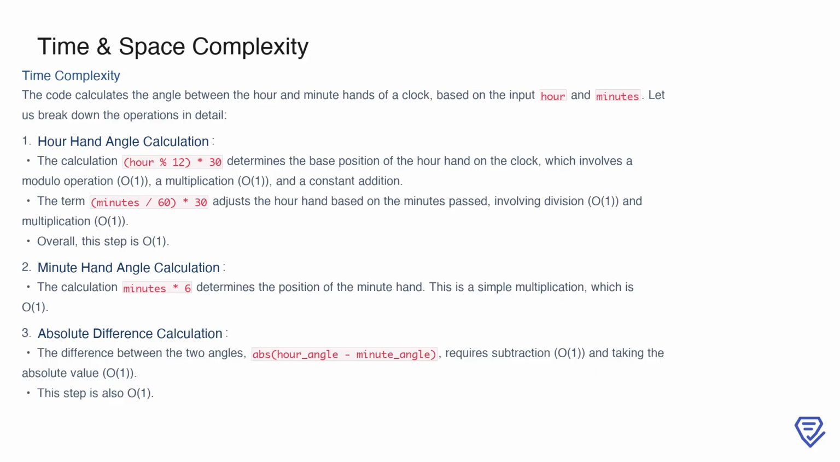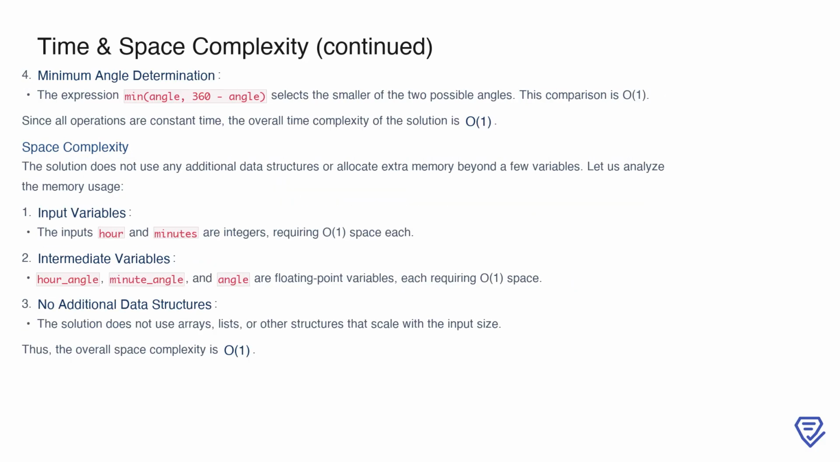Finally, we compute the absolute difference between the two angles using abs(hour_angle - minute_angle). This requires a subtraction and absolute value operation, both of which are constant time. Therefore, all steps so far contribute to an overall time complexity of O(1). Now, let's consider the step where we determine the smaller of the two possible angles between the hands. The expression min(angle, 360 - angle) ensures we always return the smaller angle, whether it's clockwise or counterclockwise. This involves a single comparison, which is an O(1) operation.